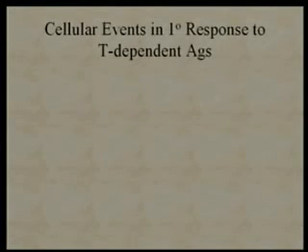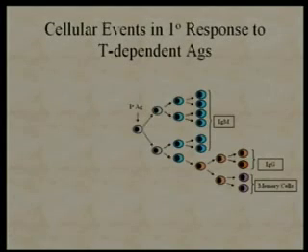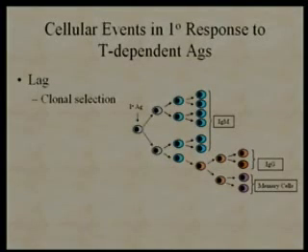Okay, so those are the qualitative changes and the quantitative or kinetic changes that distinguish primary from secondary responses. Now let's try to go back through that response and explain what's happening at the cellular level. Again, we're still dealing with T-dependent antigens. All right, what's happening in the lag phase? Well, obviously, what's happening in the lag phase is clonal selection.